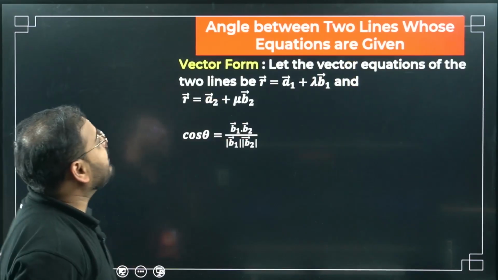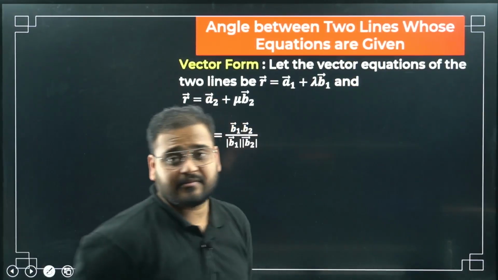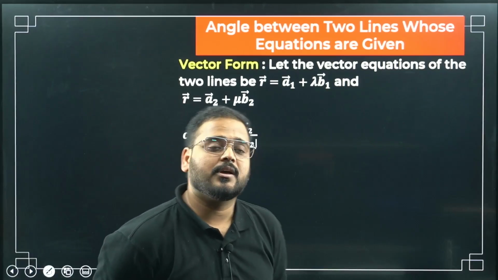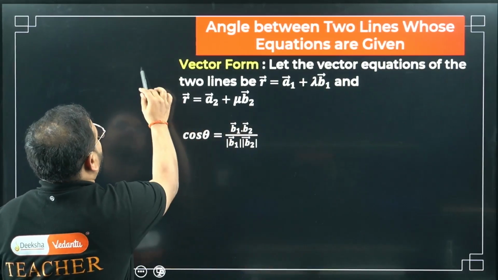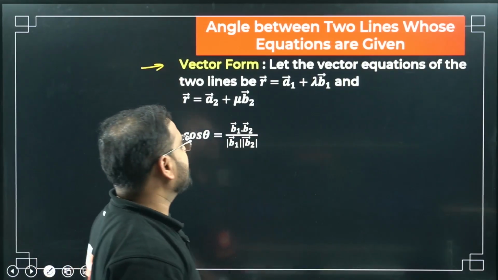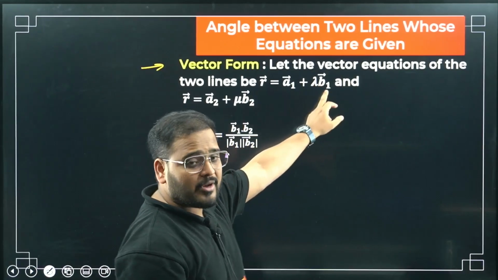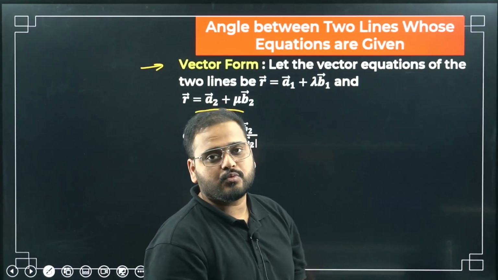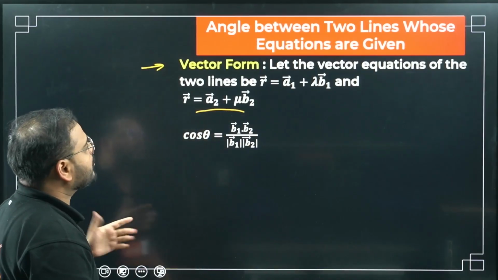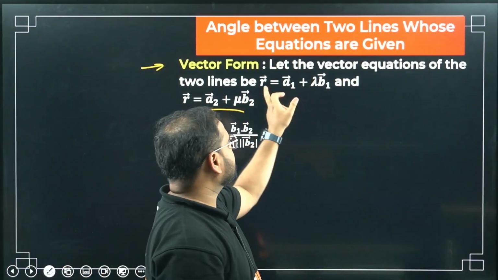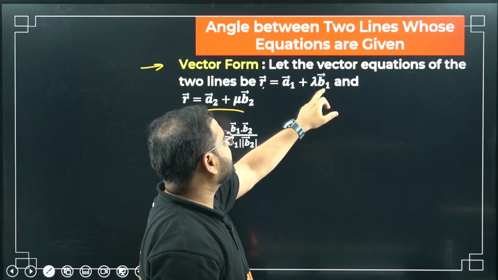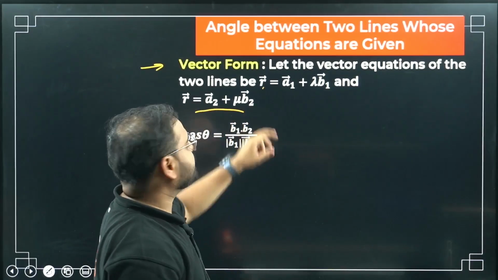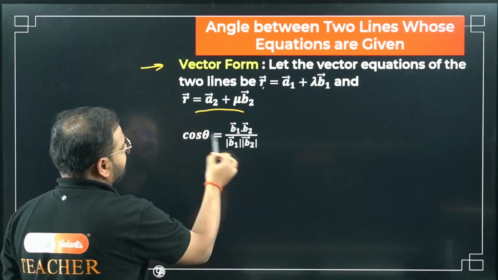Okay, sir. Angle between two lines whose equations are given. Now equations are given. First one is in the vector form. What if the equations are given in the vector forms? Means a1 plus lambda b1, and second is a2 plus mu b2. Okay, think about it. This r is parallel with respect to what? This is parallel with b1, and this is parallel with b2. Means what? I can take this condition, right?